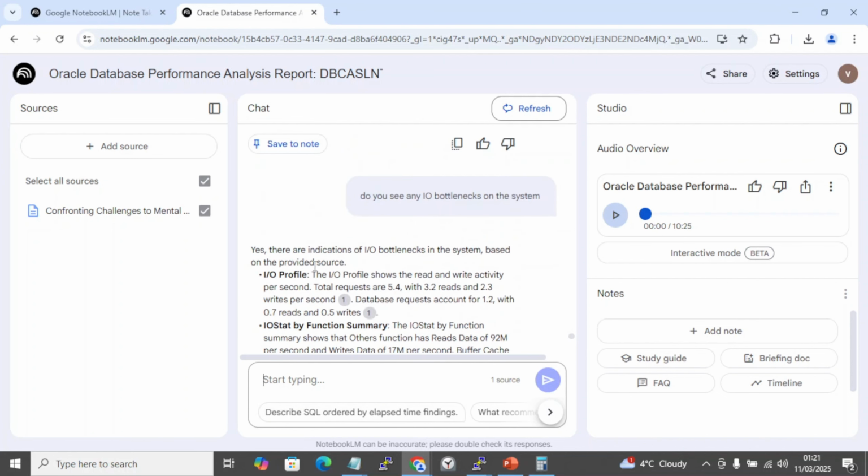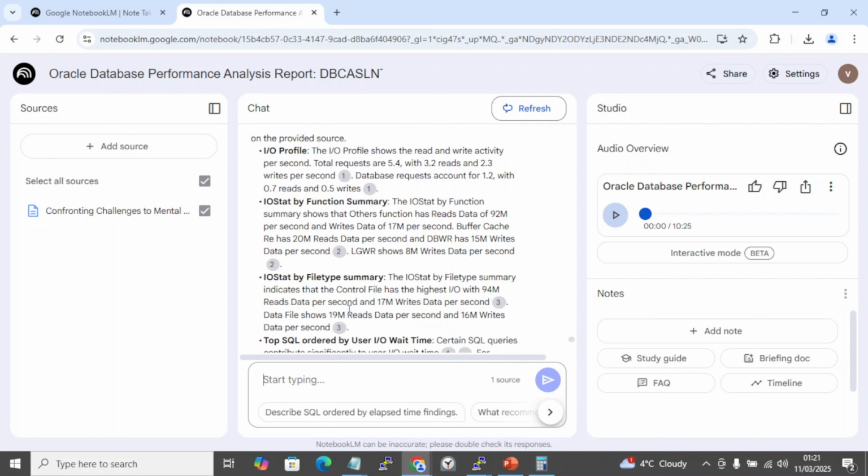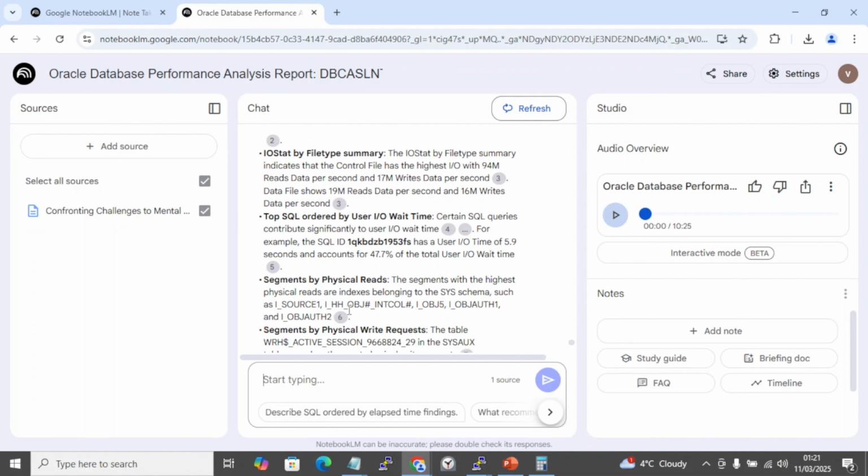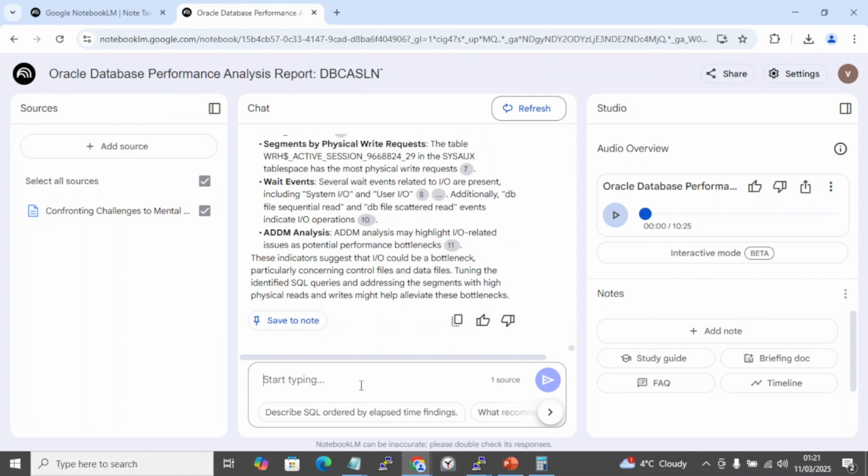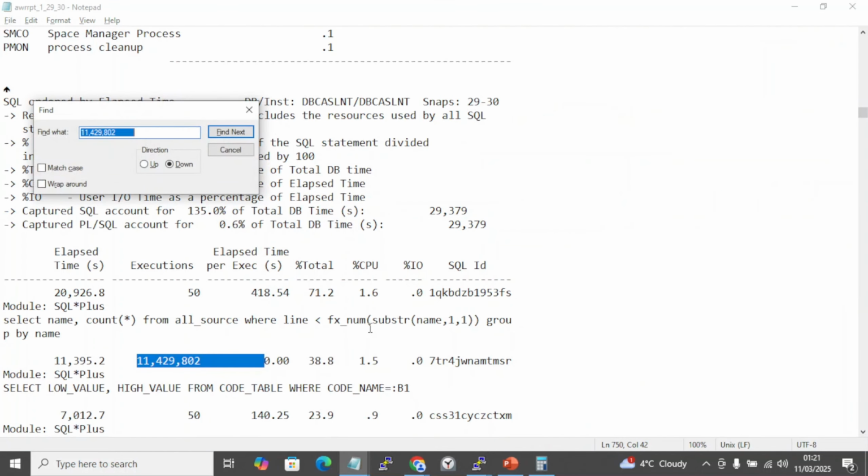I think yes, there are indications of IO bottlenecks in the system. IO profile shows read and write activity, but okay, this is wrong. Yeah, there is not much IO workload on the machine at all. But this is not there. ADDM ideally should not have. I will be surprised if ADDM does have this.